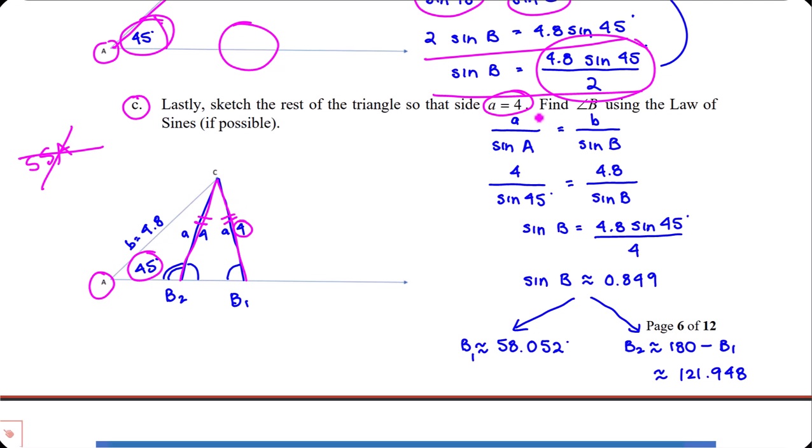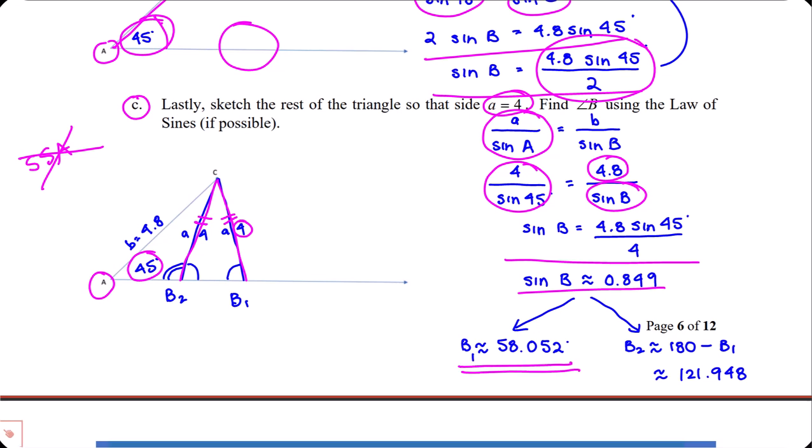So again, we have the complete fraction, side A, angle A. We know the side B, looking for angle B, cross multiply, get sine B by itself. Here's our value for sine. The inverse sine gives us this. But look at the geometry of this. Angle B could be this one, which is opposite this side.